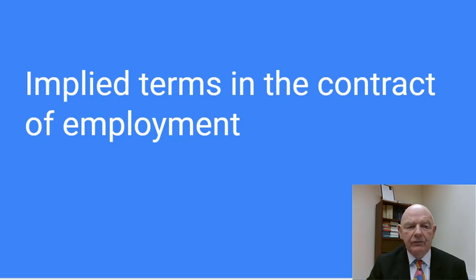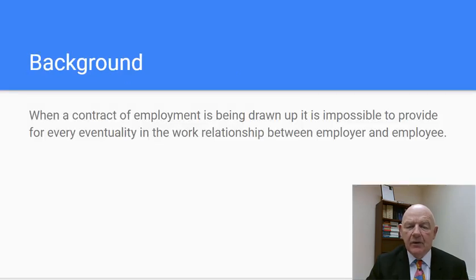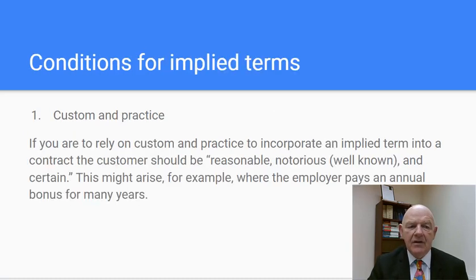So the background, as I say, is when a contract of employment is drawn up, it's impossible to provide for every eventuality in the work relationship between the employer and employee. And therefore there will be express terms, but there will also be implied terms. So firstly, we need to look at what conditions are necessary for implied terms to be implied into a contract.